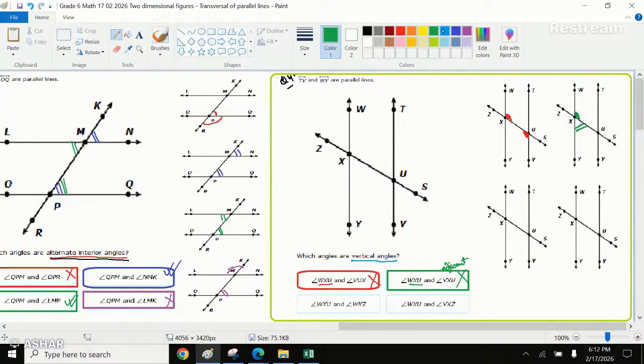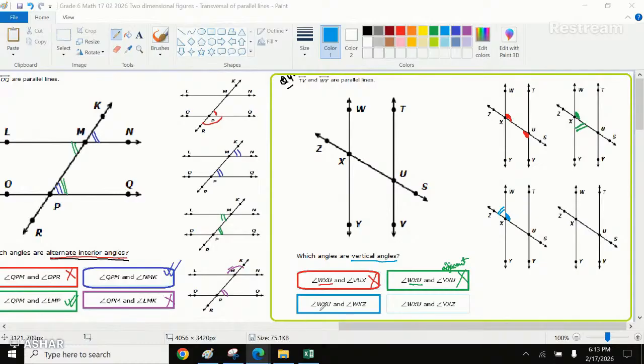For option number 3, can we say W, X, V? Where is W, X, V? This angle. And W, X, Z is this angle. Are these two angles vertical angles? Okay. What we are looking at is different types of angles. We are looking at vertical angles, interior angles. Okay. So what we can say, step by step.